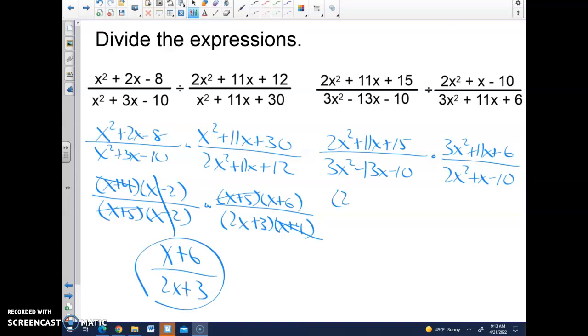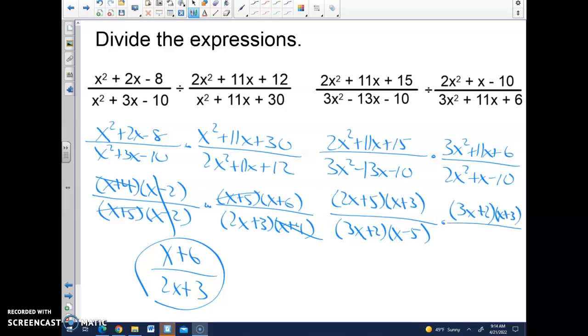Here I'm going to start to factor. 2x plus 5, x plus 3. 3x plus 2, x minus 5. 3x plus 2, x plus 3. And then 2x, we're going to say plus 5, x minus 2.